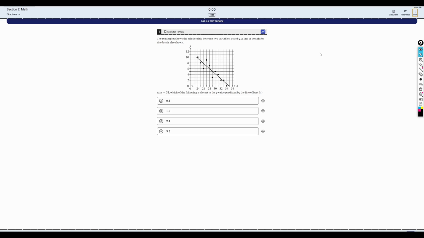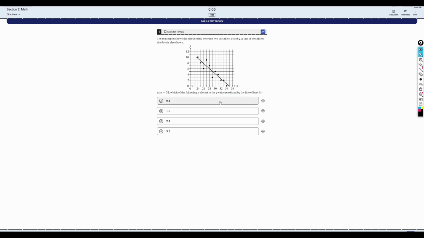Starting off with number 1, we are given a scatter plot, and the question reads, the scatter plot shows the relationship between two variables x and y. A line of best fit for the data is also shown. At x equals 32, which of the following is closest to the y value predicted by the line of best fit? So right away, we are already given this line and a lot of points.